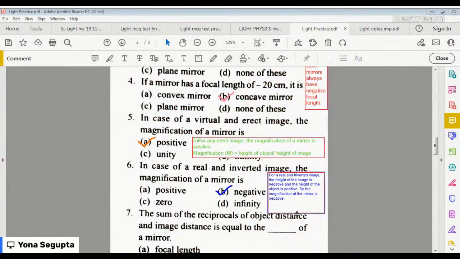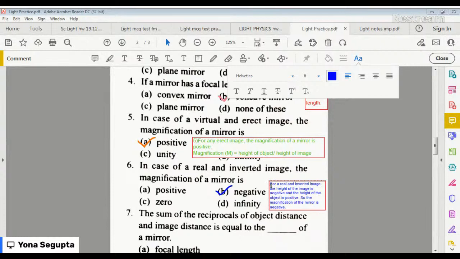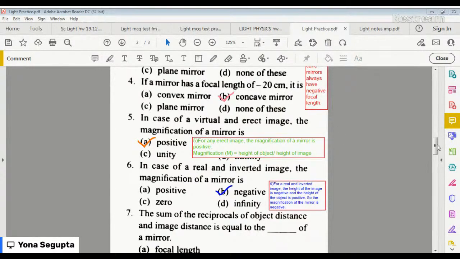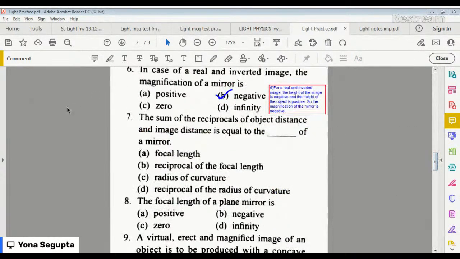Okay. So the next question. Now you all tell me the answer of the next question here. So what is the next question? The next question is the sum of the reciprocals of object distance and image distance is equal to the dash of a mirror. What does it mean?